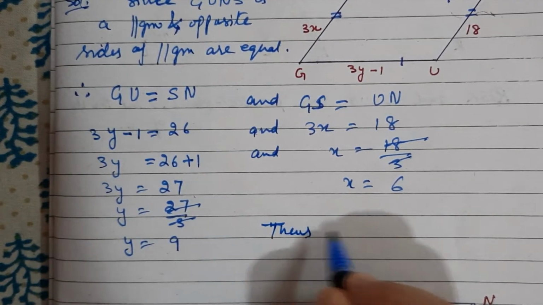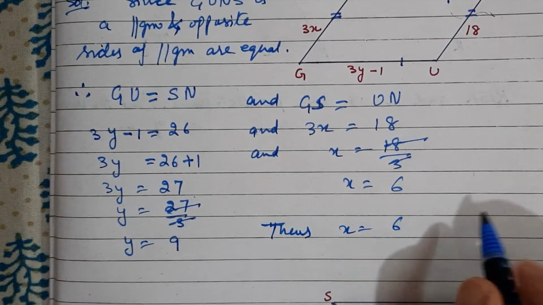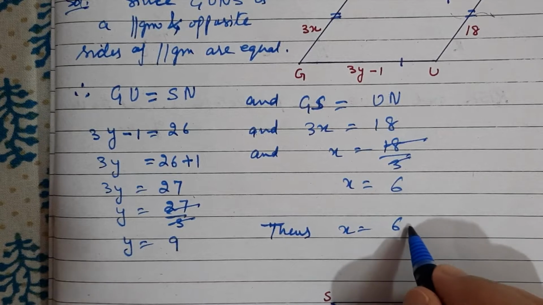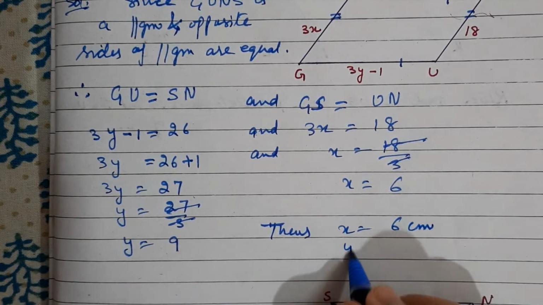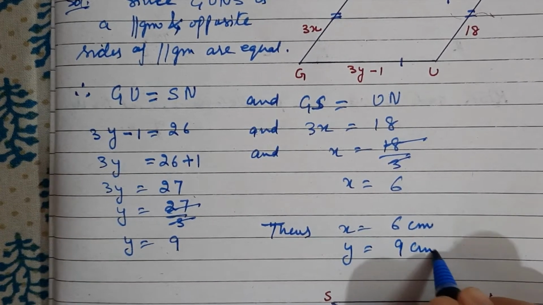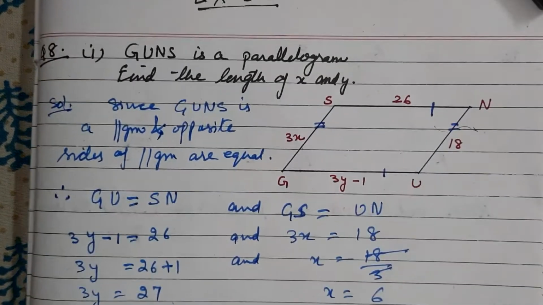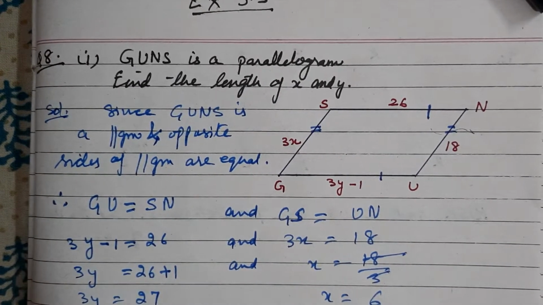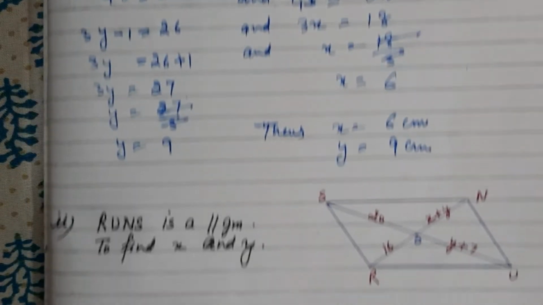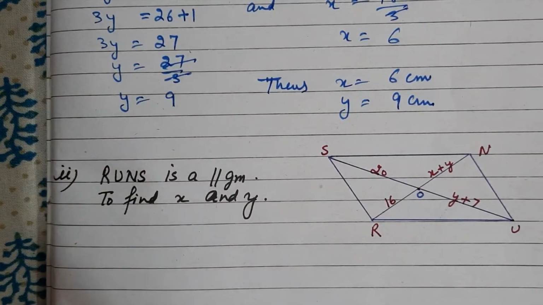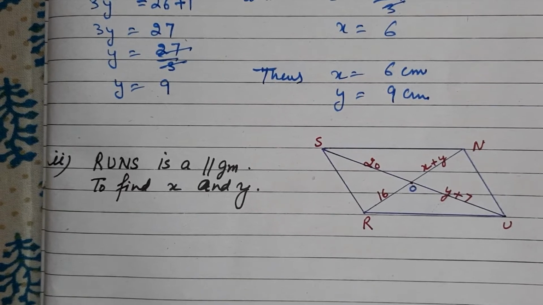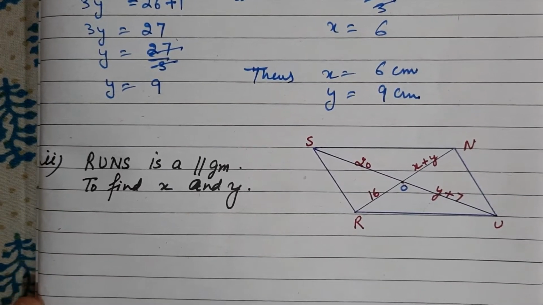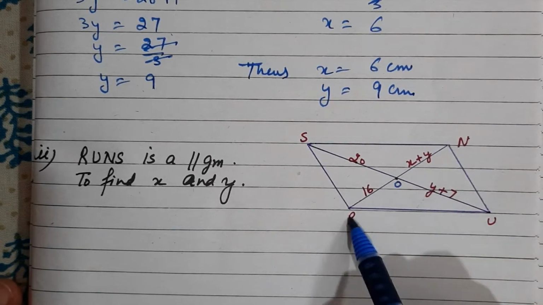Thus, x is equal to 6. You have to find out the length in centimeters. So it is 6 centimeter and y is equal to 9 centimeter. So to find the value of x and y, we have to use the property that opposite sides of a parallelogram are equal. Similarly, the next part is RUNS is a parallelogram and we have to find the value of x and y in centimeters. Here again, the figure is drawn.